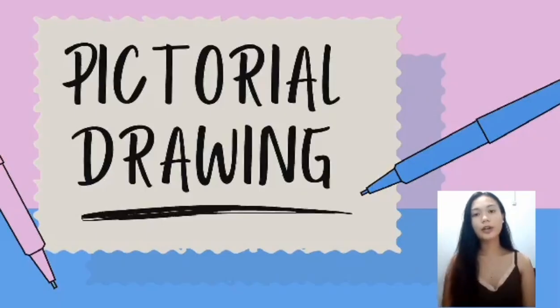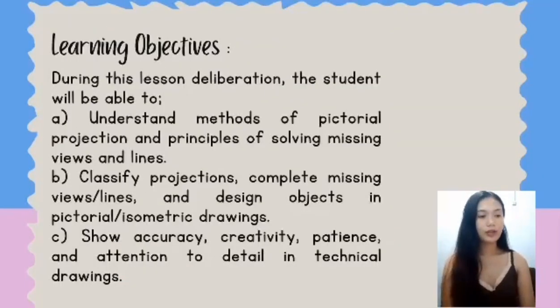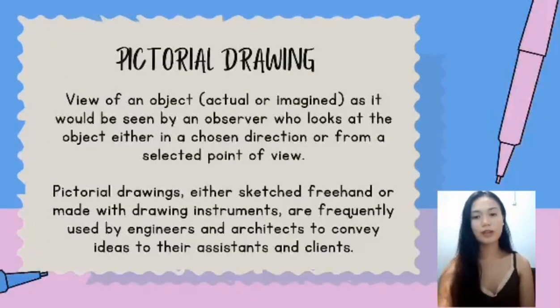I am able to read our learning objectives. During this lesson, the student will be able to understand methods of pictorial projection and principles of solving missing views and lines. Classify projections, complete missing views and lines, and design objects in pictorial isometric drawings. Show accuracy, creativity, patience, and attention to detail in technical drawing. That's our learning objectives.